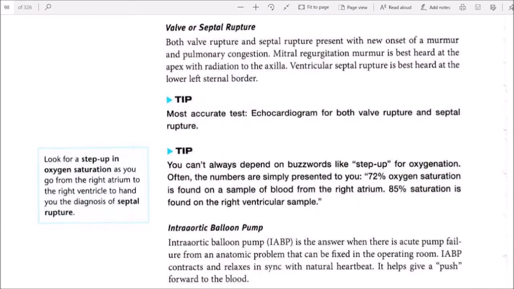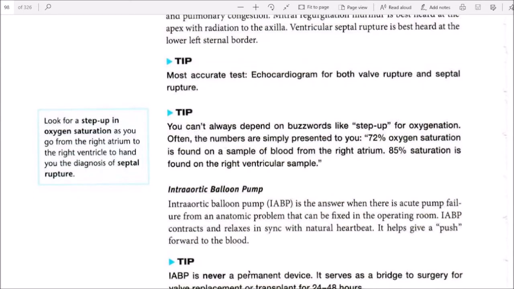Valve rupture and septal rupture. Both valve rupture and septal rupture present with new onset of murmur and pulmonary congestion. Mitral regurgitation murmur is best heard at the apex, radiating to the axilla. Ventricular septal rupture is best heard at the lower left sternal border. The most accurate test for both valve rupture and septal rupture is echocardiogram.